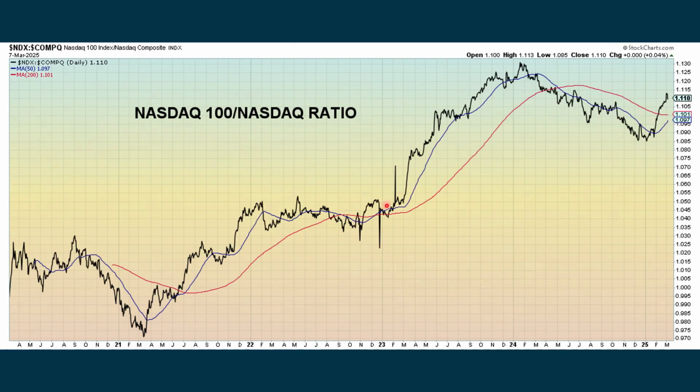But you can see here, when we went into that really strong up move almost a year ago now, the NASDAQ 100 was leading the way higher. Then we started to drop down as we came into the rest of 2024. Now we're starting to go back up. But it's not that the NASDAQ 100 is strong. It's just holding up better right now than the NASDAQ itself.